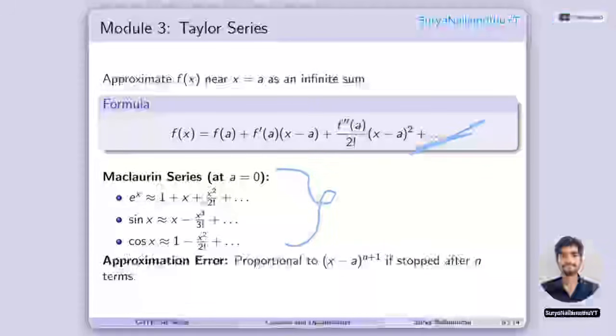The e power x form is 1 plus x plus x square by 2 factorial plus and so on. The sin x form is x minus x cube by 3 factorial plus and so on. The cos x formula is 1 minus x square by 2 factorial plus and so on. The approximation error is proportional to x minus a to the power n plus 1 if you stop after n terms. After n terms, it will stop. This is the approximation error.